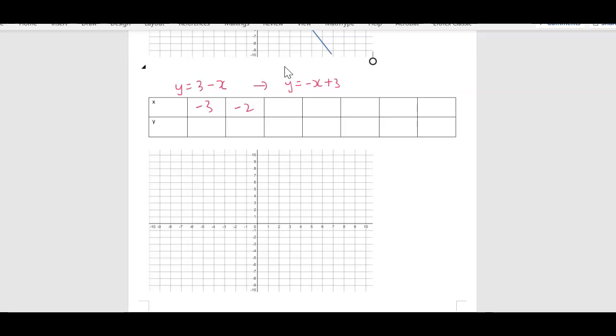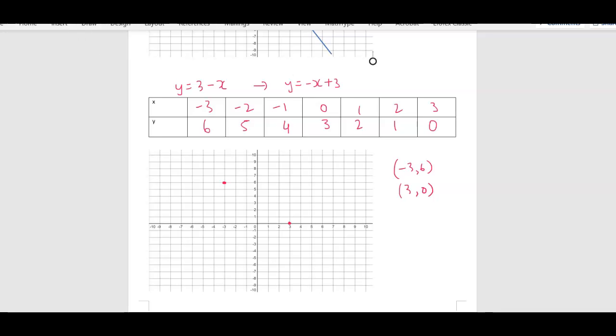All right, our y-intercept is 3. It's a constant. And our gradient is -1. So the coefficient of x is our gradient. So we're going down by 1 each time. All right, so again, we need 2 points. I'm just going to choose the 2 points at the end. So -3, 6 is here, and 3, 0 is here.